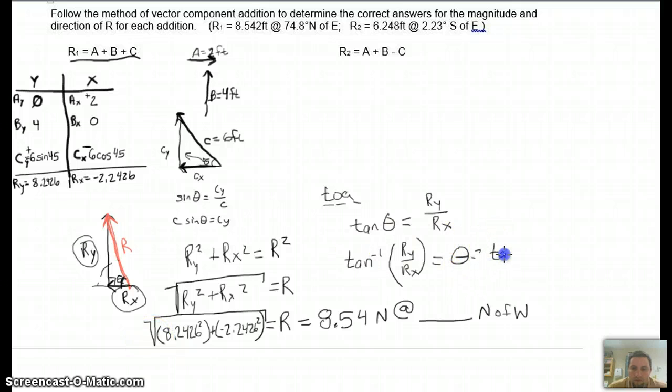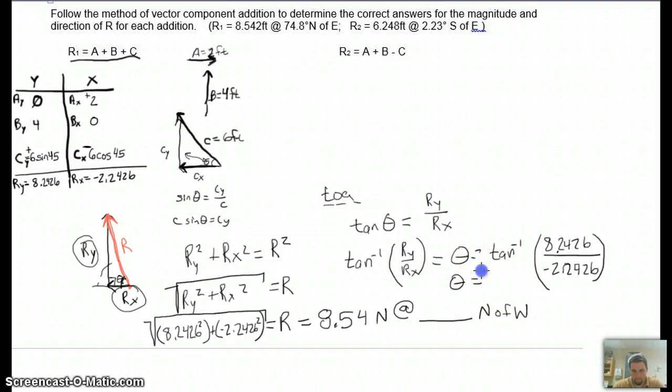Okay, let's plug our numbers in. Ry is 8.2426 over my Rx of negative 2.2426. I believe it's okay if you put a negative here. I don't think it matters. Plug this in your calculator, you get 74.78. It's a negative, but that doesn't matter. Don't worry about it, just take the absolute value here.